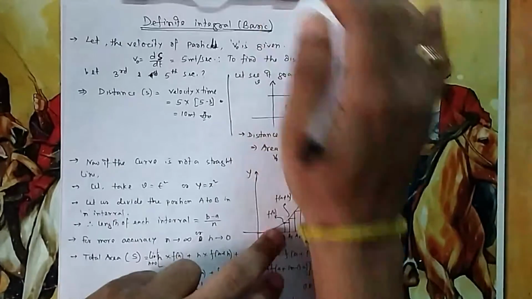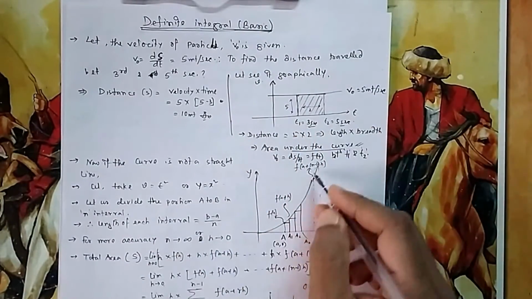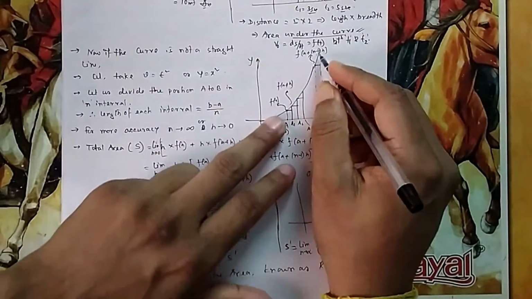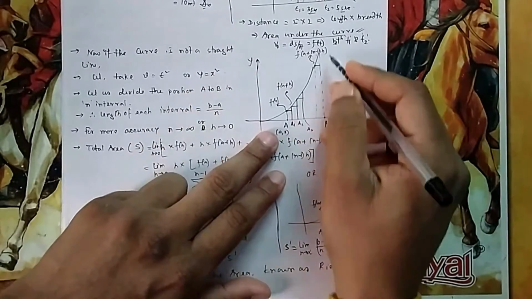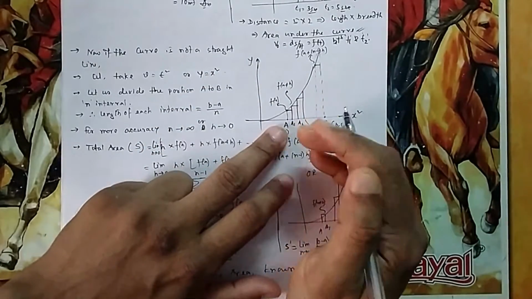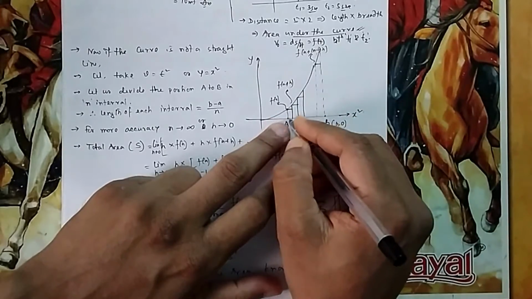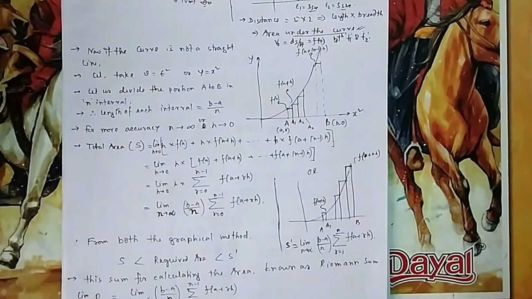Here it was fixed. At this time velocity is 5, and at this time also velocity is 5. But here, as you increase your time, your speed is also increasing. That's why it is a parabolic shape, y equal to x square. Now, how to find this area? The idea is that you can split it into small segments. You make very small rectangles and then you add all these rectangles.